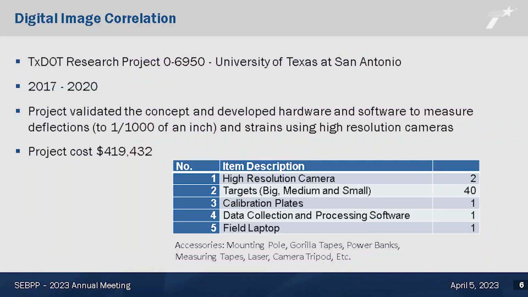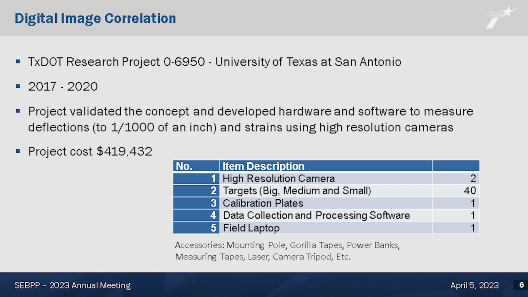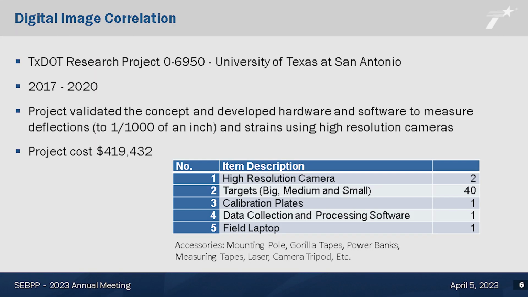So one example of taking advantage of our research program is a research project out of the University of Texas at San Antonio. This was Research Project 6950. The subject of it was digital image correlation. This project was intended to validate the concept and develop hardware and software to measure deflections down to 1,000th of an inch, to properly measure deflections and even strains using high resolution cameras. The total project cost was $419,432.